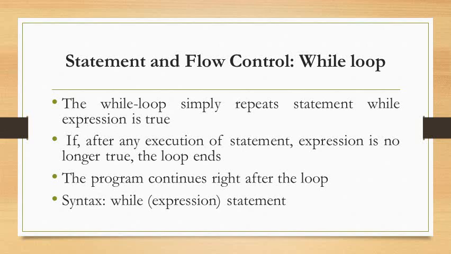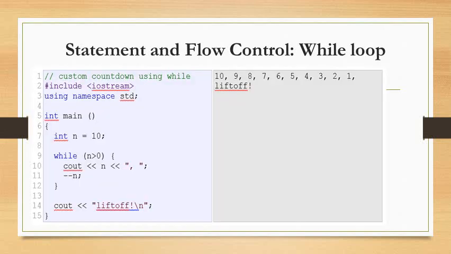The first one is the while loop. The while loop simply repeats the statement while the expression is true. If after any execution of the statement, the expression is no longer true, the loop ends. The program continues right after the loop. The general syntax for the while loop is while, then in brackets we have the expression, then we have the statement. Let's look at an example to demonstrate.